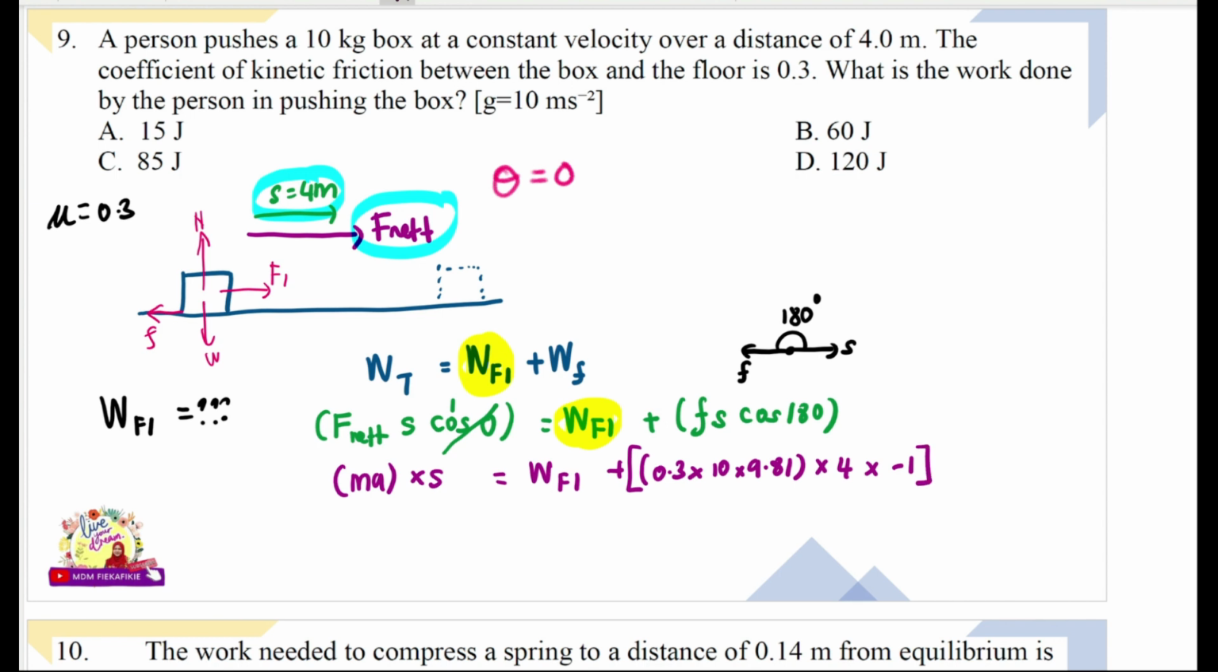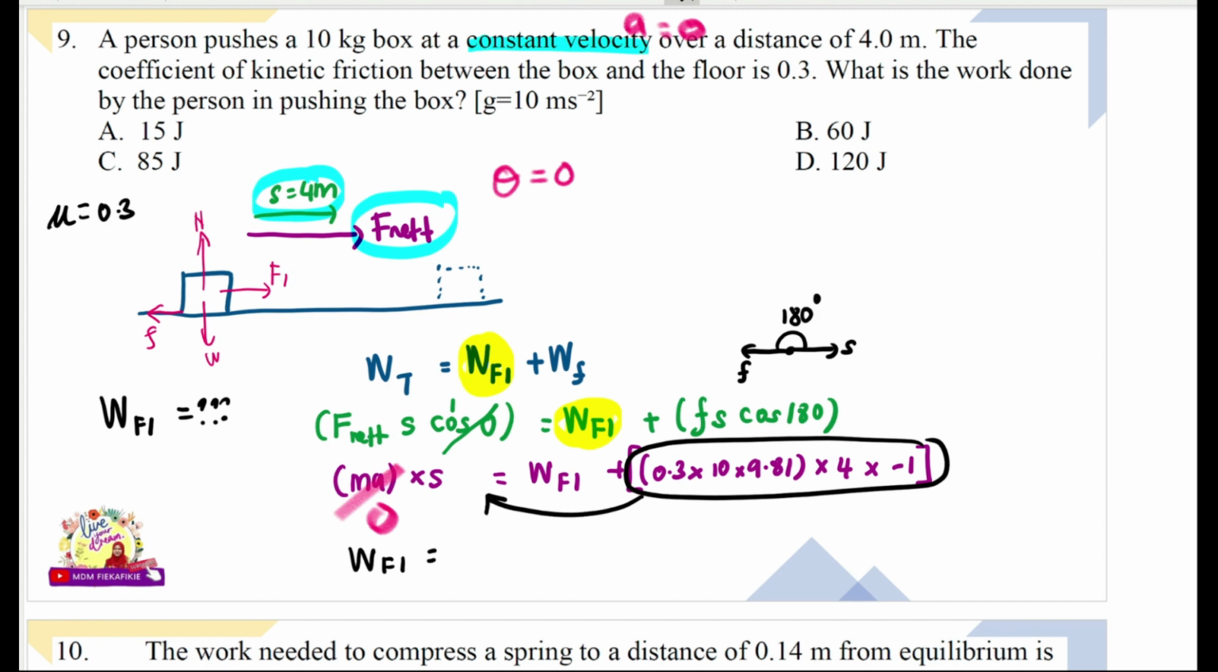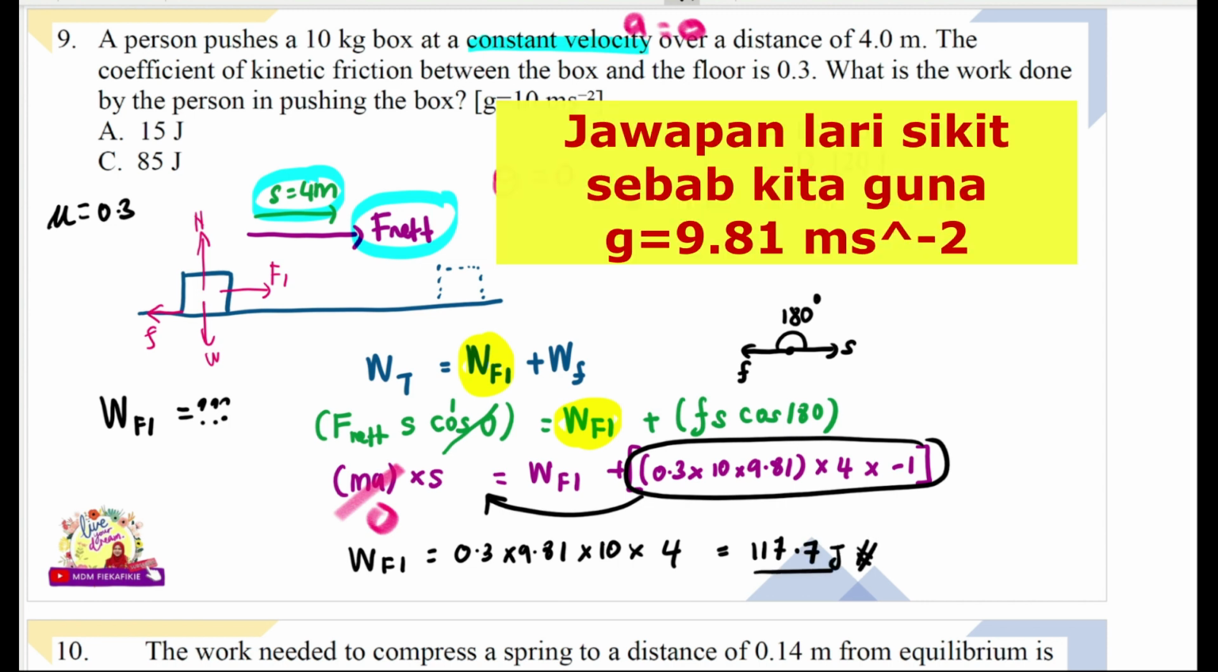Okay. So, since the object is moving with constant velocity, so means that the acceleration is equal to 0. So, here is equal to 0. Therefore, we can write WF1 is equal to, ini kan the whole thing ini negatif. Bawa pergi sebelah. Okay. So, dia akan jadi WF1 0.3 times 9.81. Okay. Times 10 times 4. And it is equal to 117.7 joule. Okay. Ini yang saya dapat lah. 117.7 joule. Okay. So, jawapannya yang saya terima adalah D.